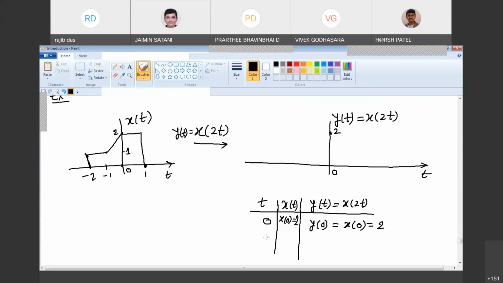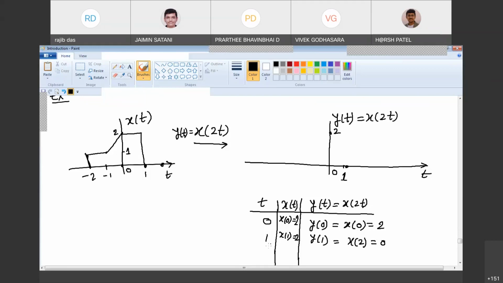Now if I go for t equal to 1, at t equal to 1 it is x of 1. Again, it will remain 2. So it is height 2, but it is going down straight. Now, what is your y of 1? That is nothing but x of 2, because 2 into 1 is 2. And x of 2, you see, its value is 0. So at 1, its value is 0.